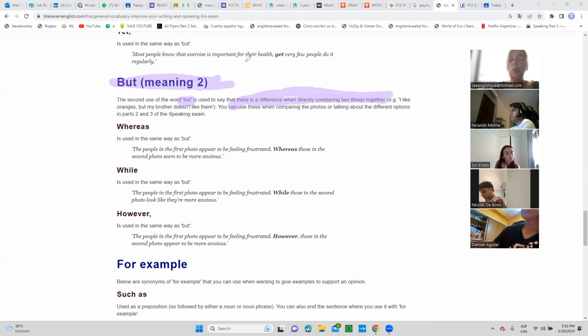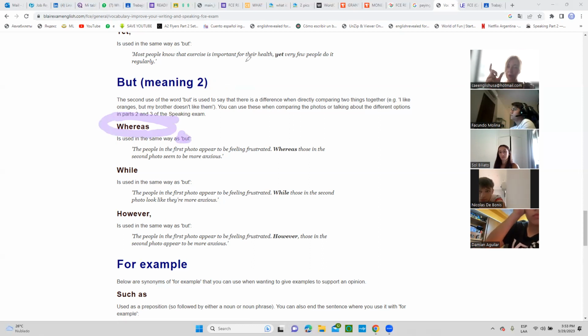Okay, what other words can we use instead of but? The famous whereas. Nobody uses it and nobody remembers how to use it, never. Whereas is used in the same way as but when we are comparing two things. We don't use whereas in the same way as but when we are giving a contradiction. Not for a contradiction, but when we are talking about the difference between two things. Can you read the example, please? Facu, the people?